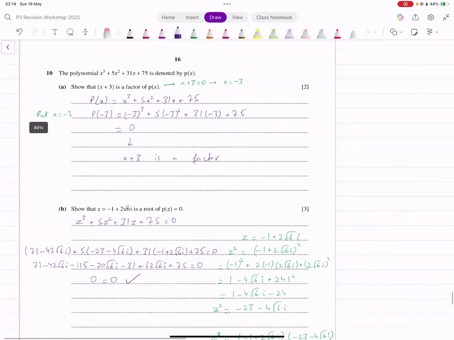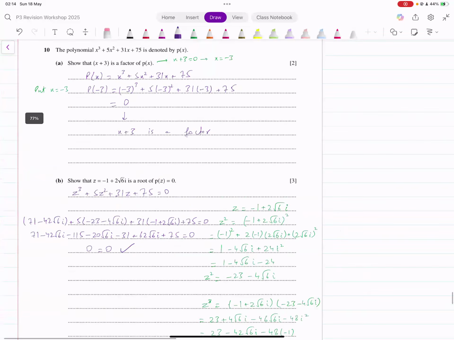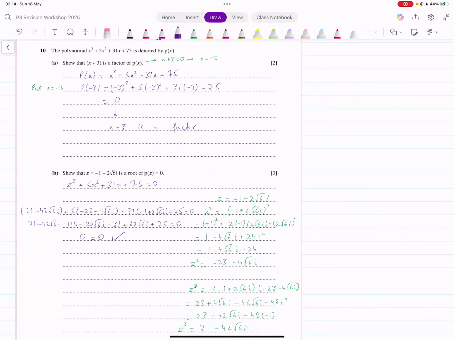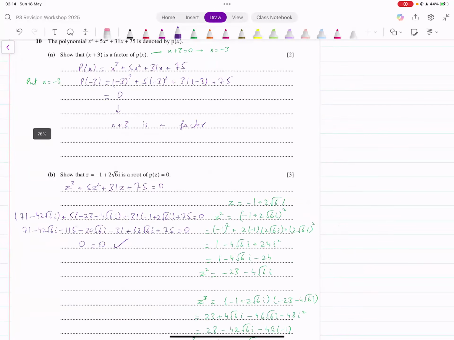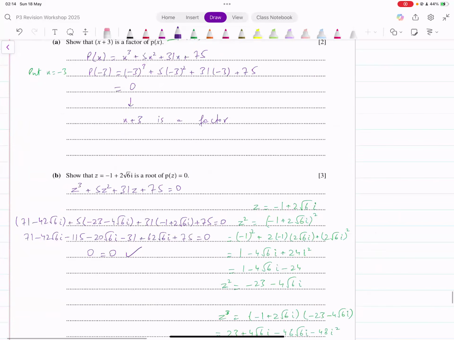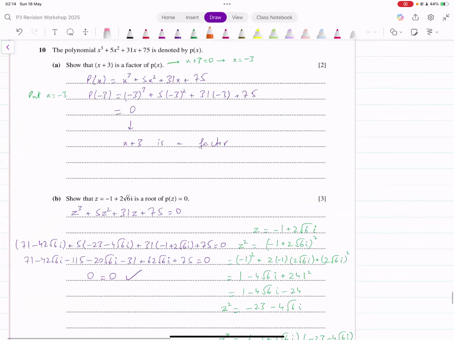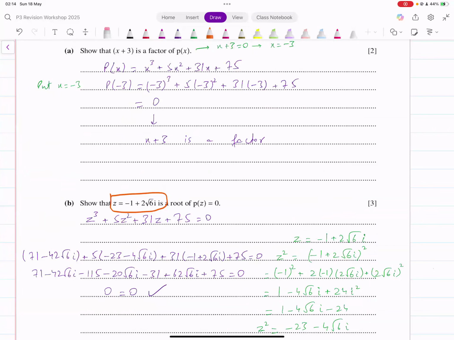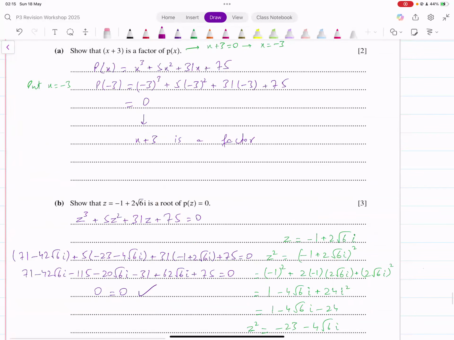This is another example. In the first two parts are polynomials. This is another thing that they often ask you to do in complex numbers: show that some number is a root of an equation, and that's a complex number. How do we do that? How do we show this?